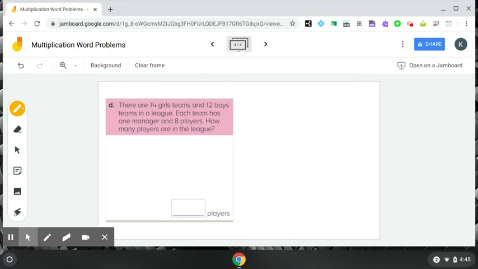Well, there's a lot of information here, so let's go through and try to find out some of the information we might need. First of all, they tell us that there are 14 girls' teams and there are 12 boys' teams, and that makes up that league. The final question asks, how many players are in the league?